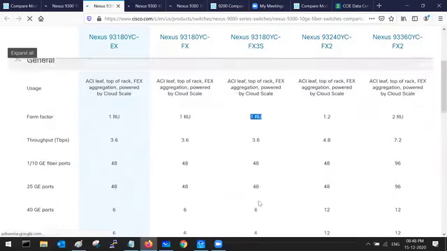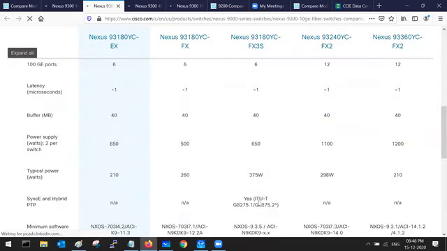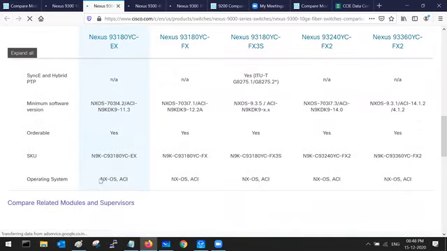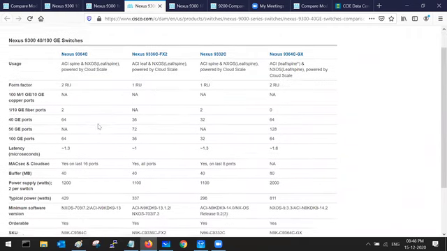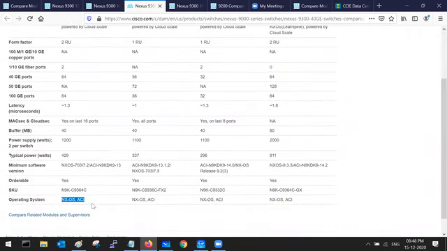And again, if I come down, they should have mentioned it somewhere over here. So it supports Nexus OS as well as ACI. So either you can use it for Nexus, or you can use it for ACI. Okay. Similarly, if I go in 9300 for 100 gig, they can be used in both the modes, either in Nexus mode or ACI mode. So depending on the model of the switch, we can basically either use it for Nexus only, or we can use it for Nexus and ACI.